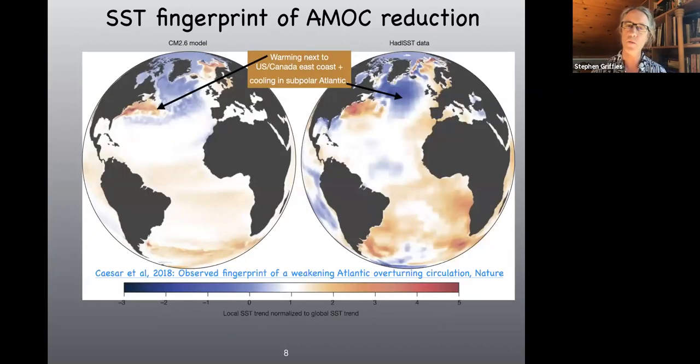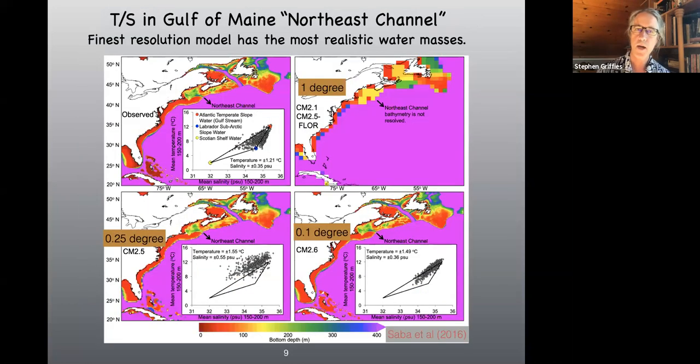So what happens in these models when you weaken the AMOC? And this is an old story as well. This is a picture from a paper from Caesar et al., with Vince Saba as a co-author, where they were looking at SST fingerprints of AMOC reduction. In the left panel is the model, and the right panel is the HadISST. So what you typically get in the North Atlantic is a cooling in the subpolar region and a warming near the West Atlantic, near the coast of North America. And you see both of those patterns in the model and in the SST from HadISST. So let's blow up a little bit closer and focus on the Western Atlantic and look here in the model.